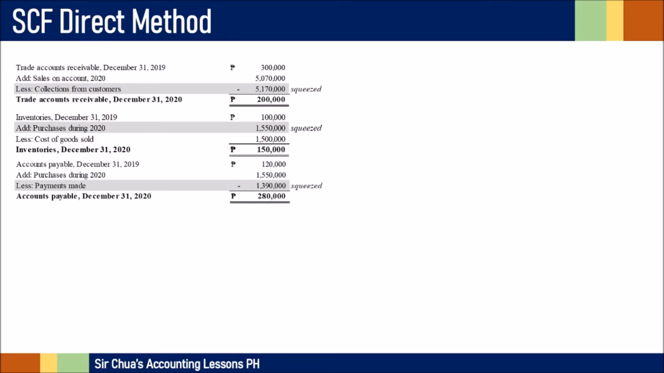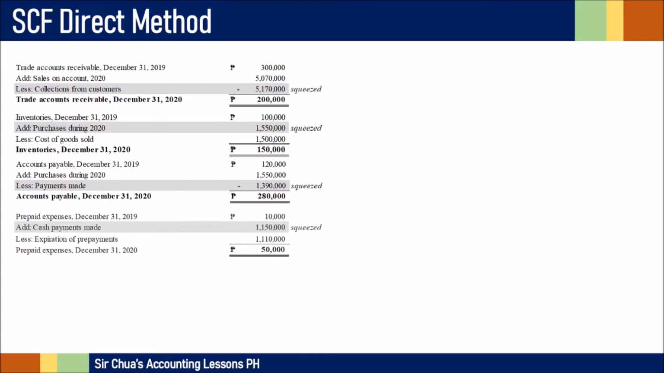The amount of purchases that you had during 2020 will now be used in this equation: the beginning balance of your accounts payable, and then you add the 1,550,000 purchases that we made, and then we have an ending balance of accounts payable of 280,000. So you can squeeze the amount of the payments that you had in paying for your accounts payable or for paying for your merchandise inventory. So later on, that will be presented as a cash outflow due to purchases or due to payments of accounts payable.